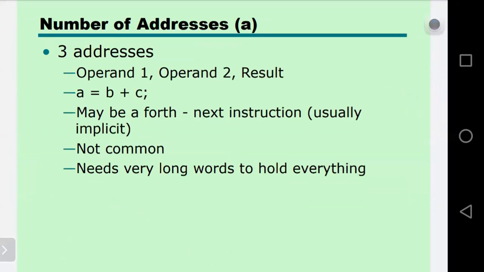So there are different types of addresses we can use while executing an instruction, like three address. Suppose your instruction is for addition, A is equal to B plus C. Here we can use three addresses, two addresses, one address, or even zero addresses to perform this kind of addition operation.